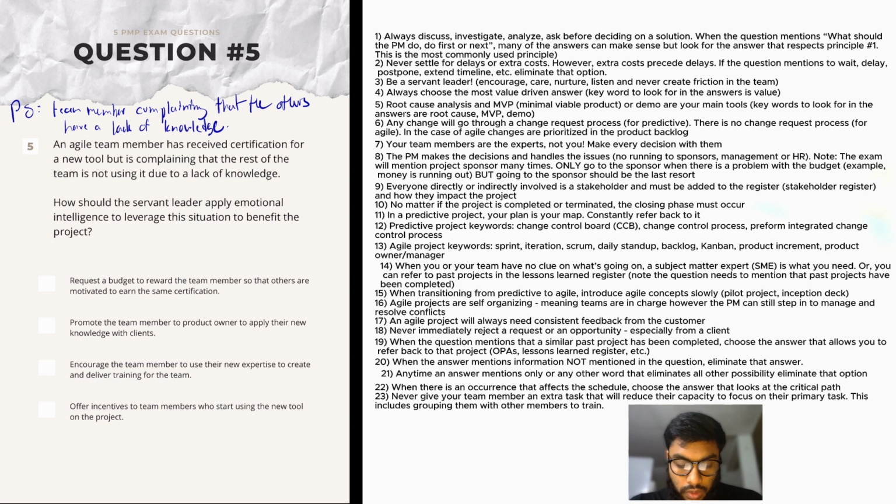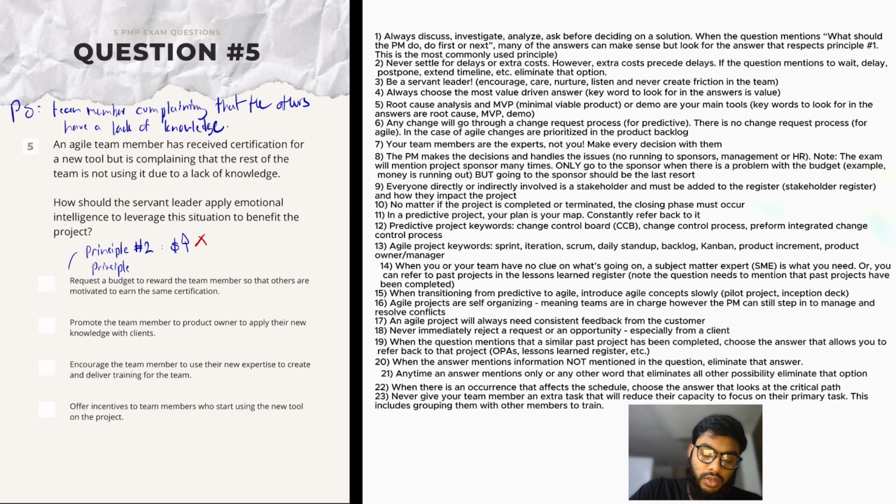What should we do? Request a budget to reward the team member so that the others are motivated to earn the same certification. Okay. Well, there's a couple of problems with this. Principle number 2 is contradicted here because we never want to spend extra money. We never want to do this. If we're going to request a budget just to give him a reward, that's going to cause problems. And it also contradicts principle number 3.